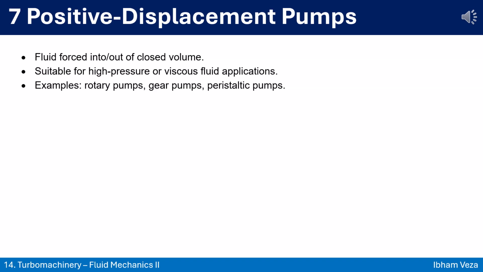7. Positive displacement pumps. Positive displacement pumps operate on a very different principle compared to dynamic pumps. Instead of imparting energy through rotating blades, they trap a fixed volume of fluid and physically move it by forcing it in or out of a sealed chamber. This gives them the unique ability to deliver a constant volume regardless of pressure fluctuations.